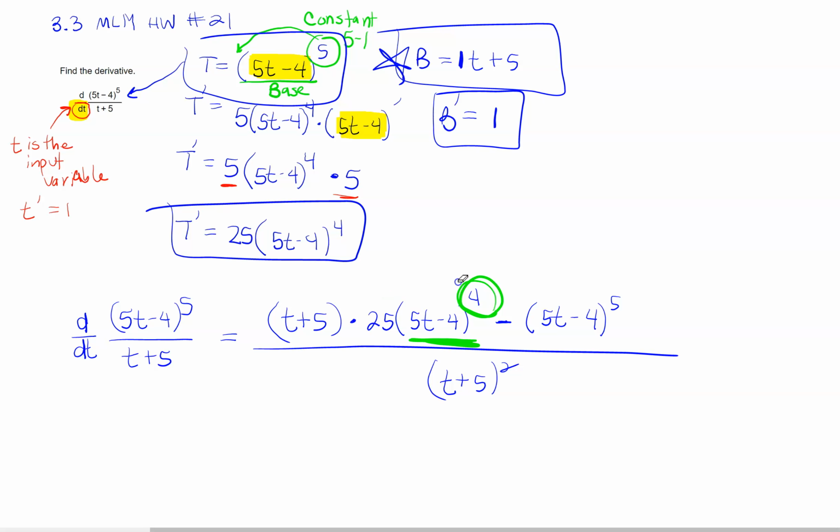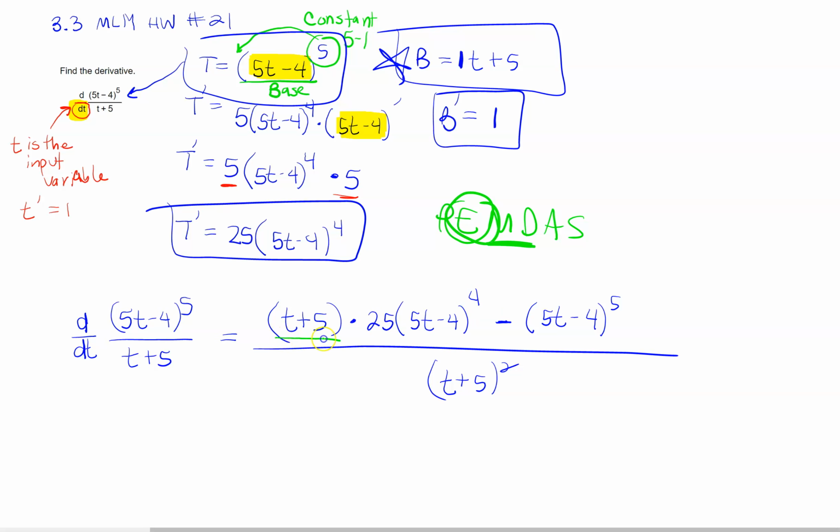So just a quick reminder, going back to PEMDAS, distribution is a type of multiplication, and you have to work exponents before you multiply. So I cannot distribute 25 into a binomial that has an exponent other than 1.